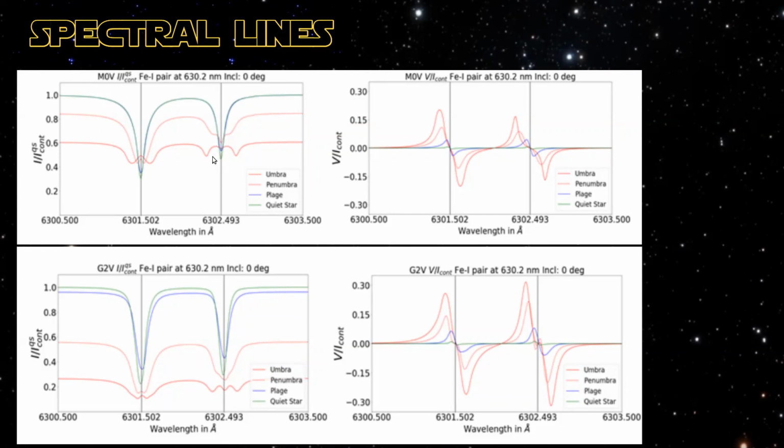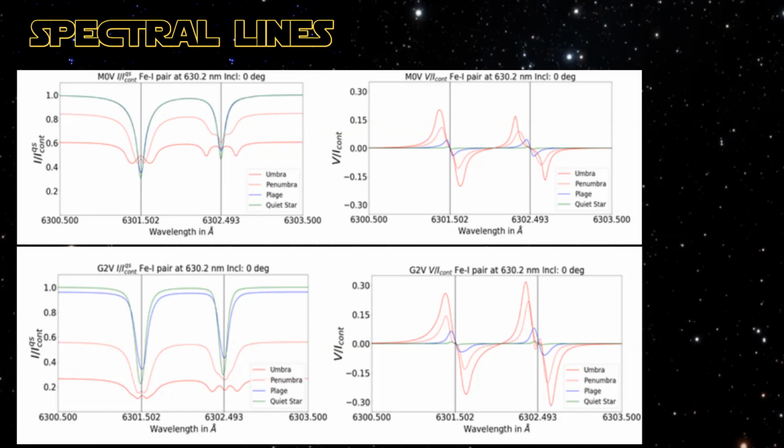What you see is that if you look at the umbra, it shows a wider splitting because it has stronger field strengths, and you see only the two components because the field is mostly vertical, whereas in the penumbra you see all the three components of the splitting. You also see changes in the line depth between the quiet star and the umbra because of changes in temperature gradients.